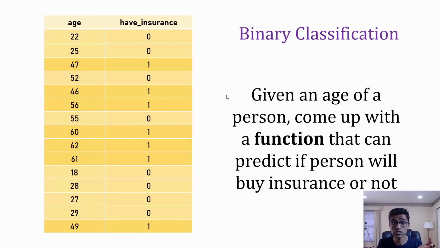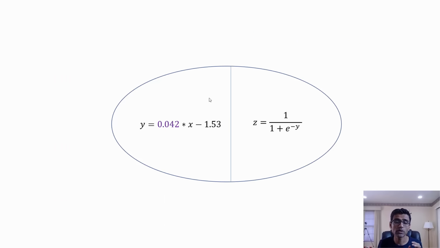Here I have an insurance dataset where the person's age and whether the person has an insurance based on the age is given. And we are doing binary classification. Basically, based on the age, we are trying to decide whether a person will buy an insurance or not. For this case, we saw that we can have a single neuron or a logistic regression where the first part is the weighted sum and the second part is the sigmoid function. And here 0.042 is the constant that I came up with from my machine learning logistic regression video.